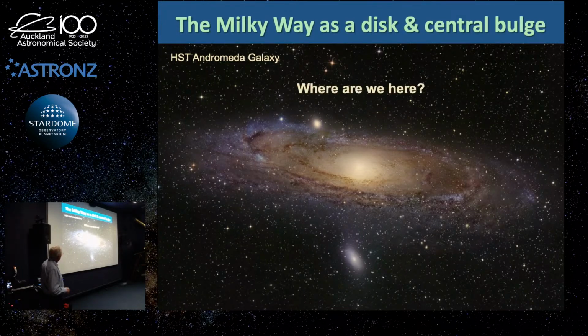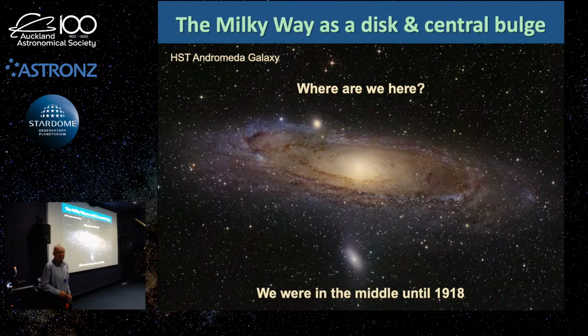So where are we in here? In typical fashion, before modern science came along, we were always considered bang in the middle of everything. We were in the middle of the universe in the early models. Then we were in the middle of the solar system, in the middle of the Milky Way, so we always had to place ourselves bang in the middle. So that's where we were until 1918.